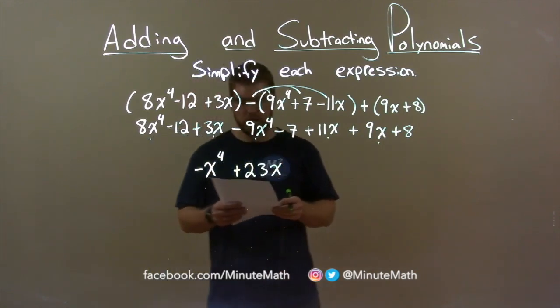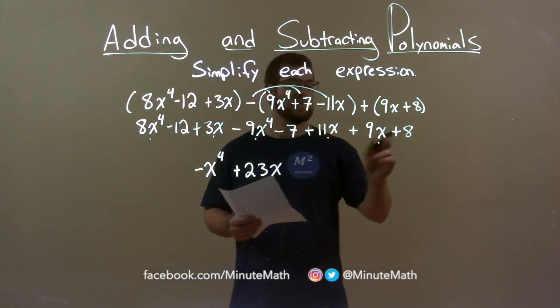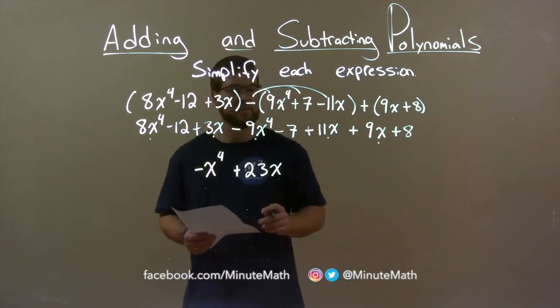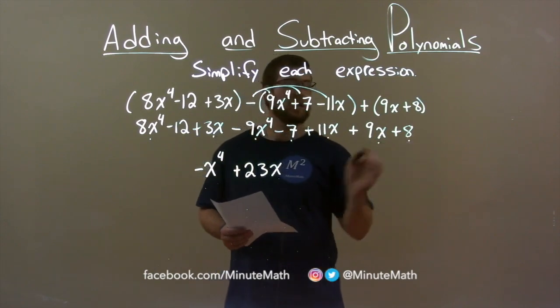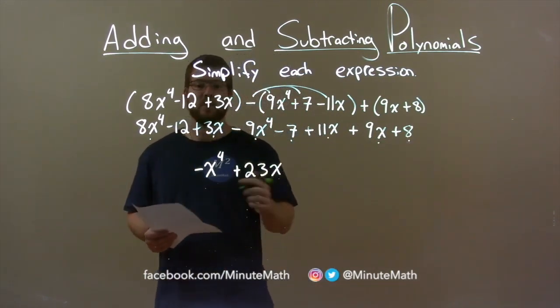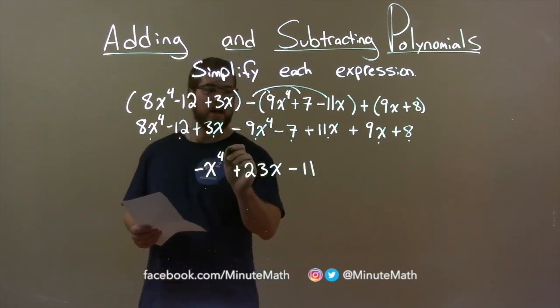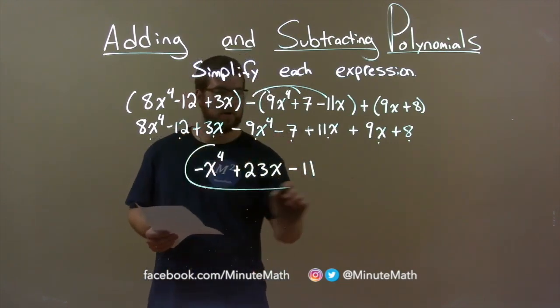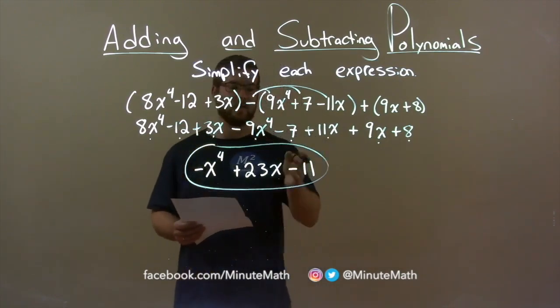Next highest degree here I see is just our numbers. We have a minus 12, minus 7, and a positive 8. Well, minus 7 plus 8 comes out to be a positive 1, and minus 12 plus 1 is a minus 11. So we have minus 11 here, and there we have it. Everything was brought down. Our final answer, minus x to the 4th power plus 23x minus 11.